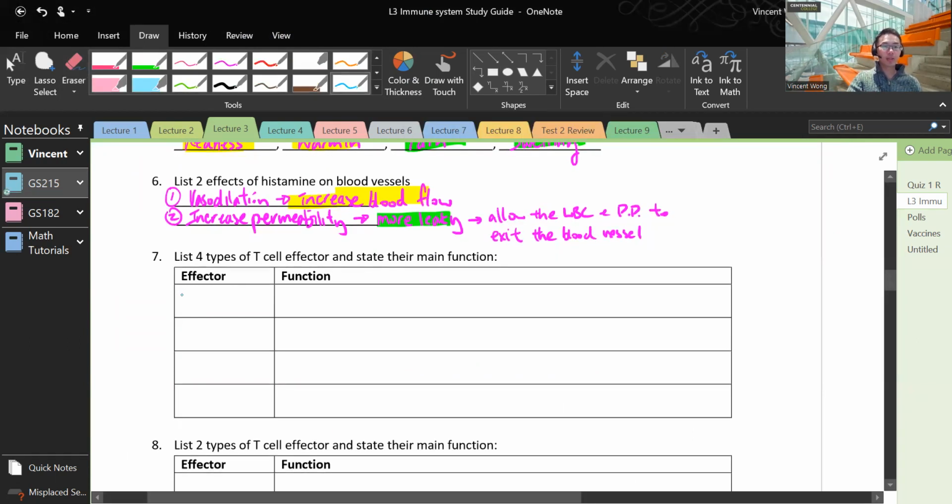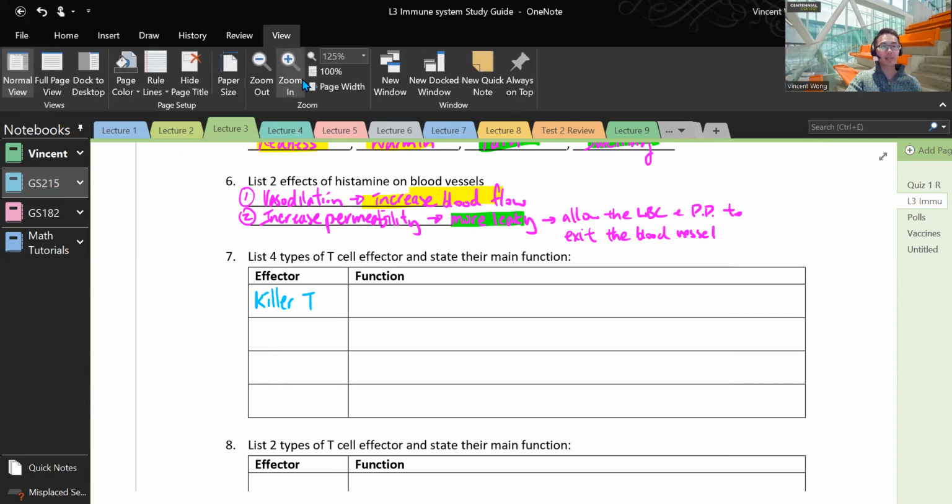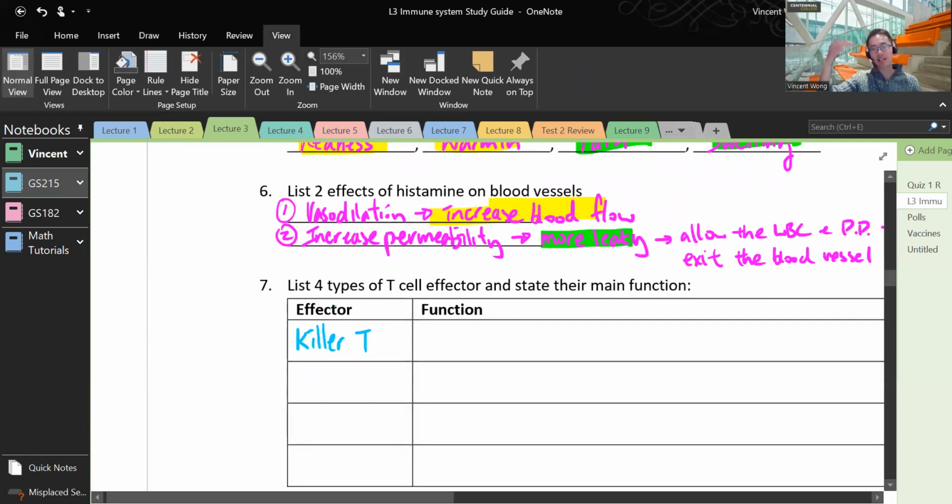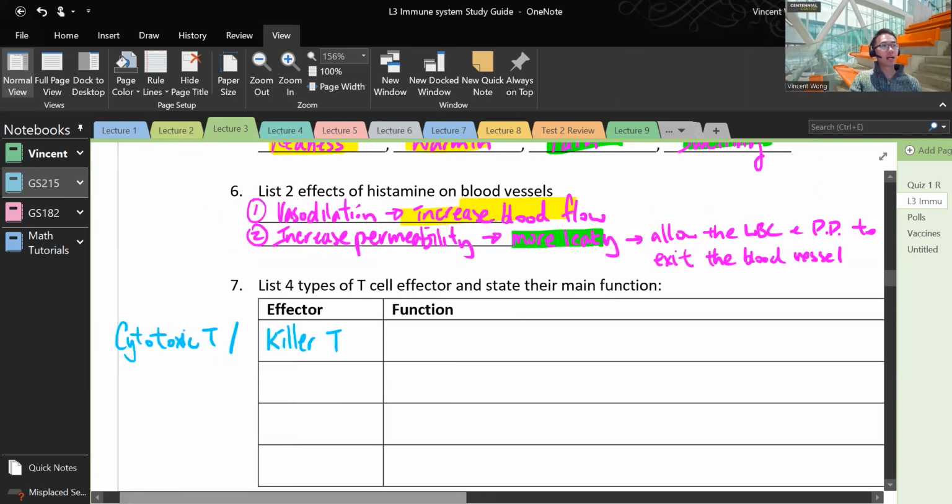Yes, we have the killer T cell, not to be confused with NK cells, okay? NK cells kill infected cells and cancerous cells. This is the killer T cell, and sometimes it's called the cytotoxic T cell. Same thing, okay? If killer T cell confuses you, you can use cytotoxic T cells.